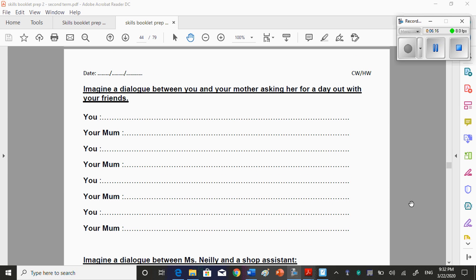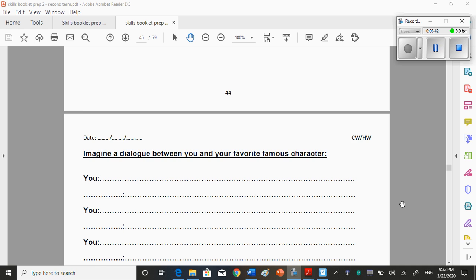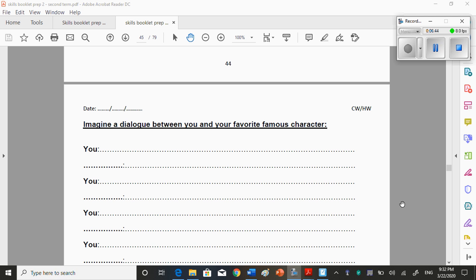This is, for example, a dialogue between a mom and you. It says, imagine a dialogue between you and your mother asking her for a day out with your friends. I need you to try to guess what your mother is going to say. There is also another one: imagine a dialogue between Miss Nelly and a shop assistant. And another one says, imagine a dialogue between you and your favorite famous character.